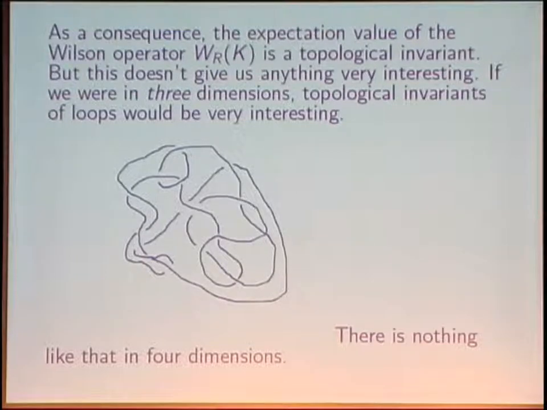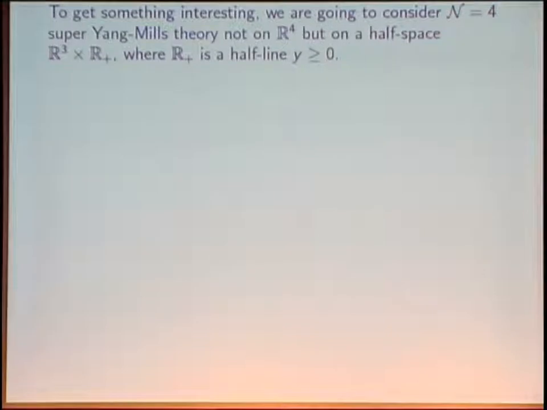So although we've got a 4-dimensional topological field theory with Wilson loop operators, that by itself doesn't lead to anything interesting. So that's why Kapustin and I didn't study these correlation functions. To get something interesting, we're going to study N=4 super Yang-Mills, not on R^4, but on a half space. The half space will be, I'll call it R^3 times R_+, where R_+ is a half line. Let's say the half line where y, one of the coordinates, is non-negative.